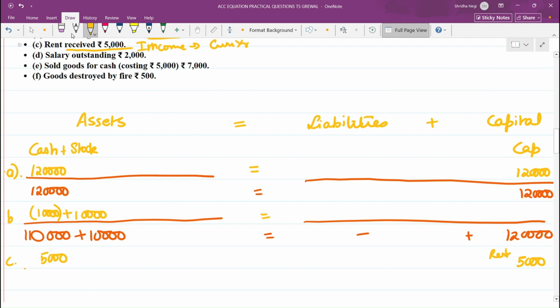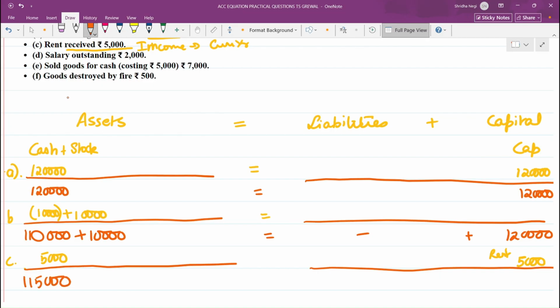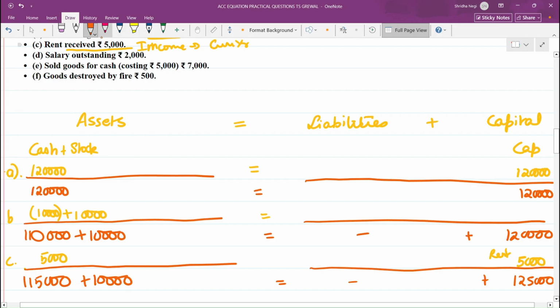It's an income. अब इसको हम values नीचे लेके आएंगे. Let's get the values down. ठीक है, तो 1,10,000 plus 5,000. It is 1,15,000 plus your stock is 10,000 is equal to your capital now is 1,25,000. ठीक है? So now let's do the D transaction.